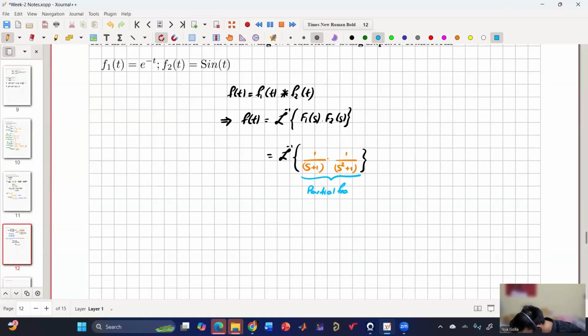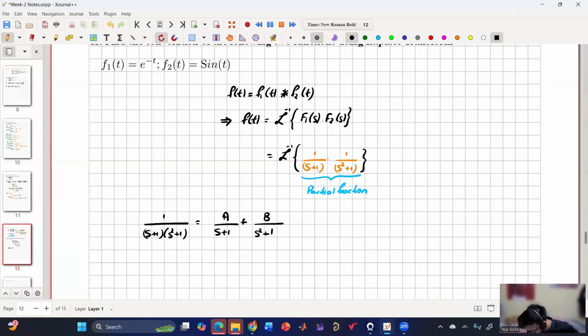So always remember, when we have s square plus a square in the denominator, it will correspond to a sine term as well as a cos term. So we'll get two terms from that, so our partial fractions should consider both of them. So we have 1 by (s plus 1) into (s square plus 1). One term is 1 by s plus 1, which is very straightforward, so A by s plus 1. Another one is B by s square plus 1, which corresponds to the sine. Another term is C into s by s square plus 1, which corresponds to the cos.